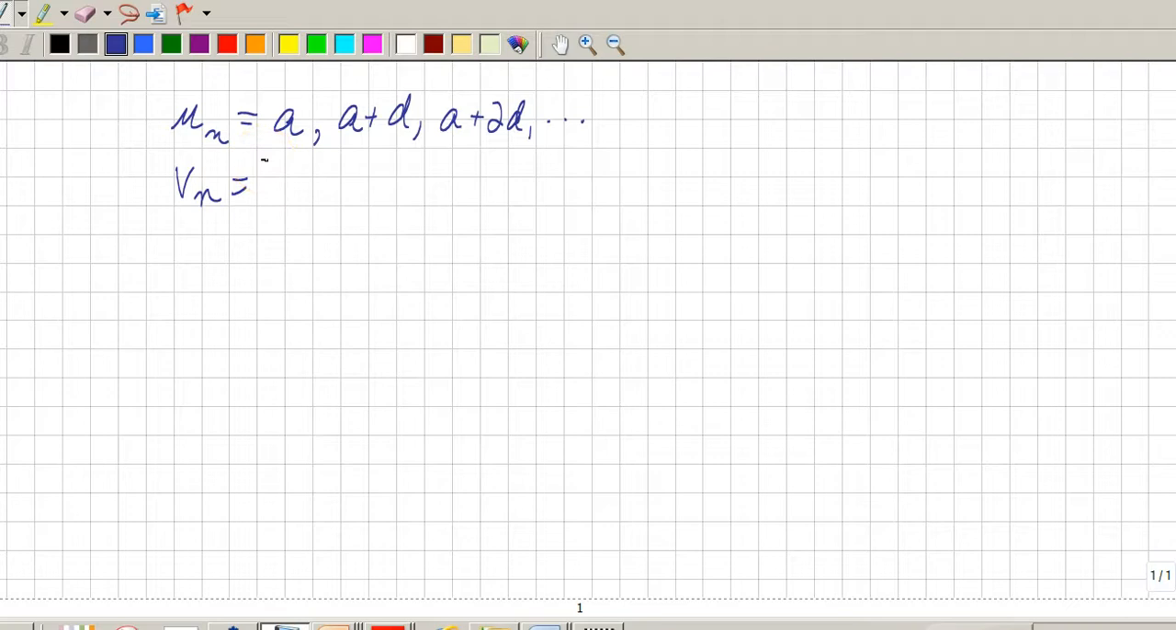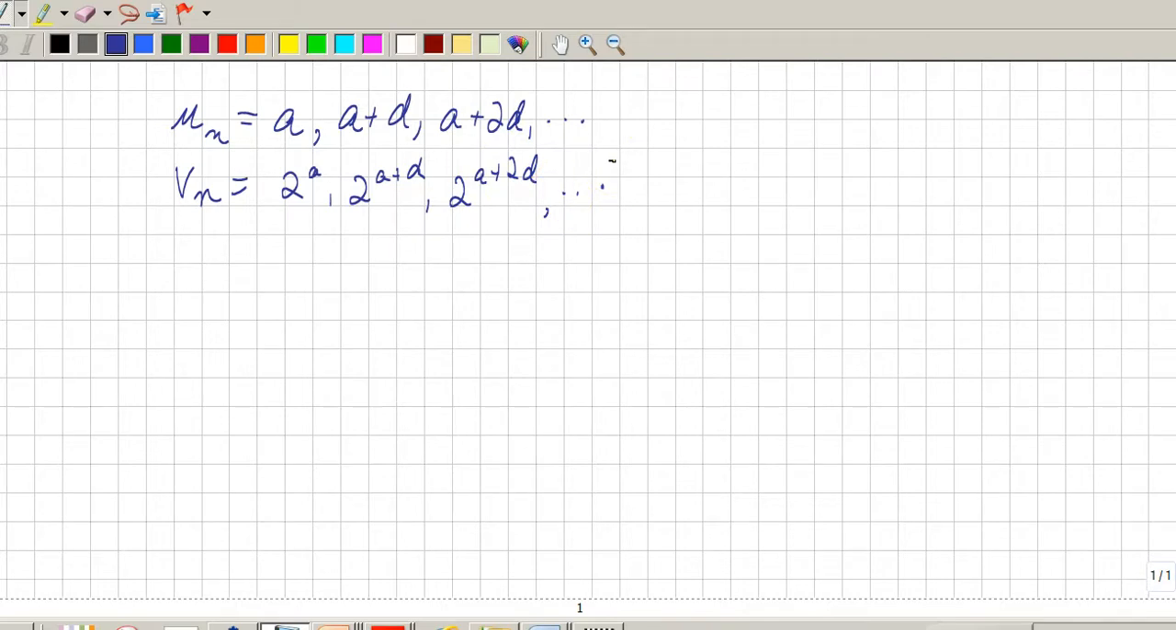We have another sequence, V sub n, which is defined as 2 to the U sub n power. So in other words, each term is going to have a 2, and the power is the sequence's terms. So we have 2 to the A, and then 2 to the A plus D, etc., 2 to the A plus 2D, and so on. All right, now let's jump to the question.